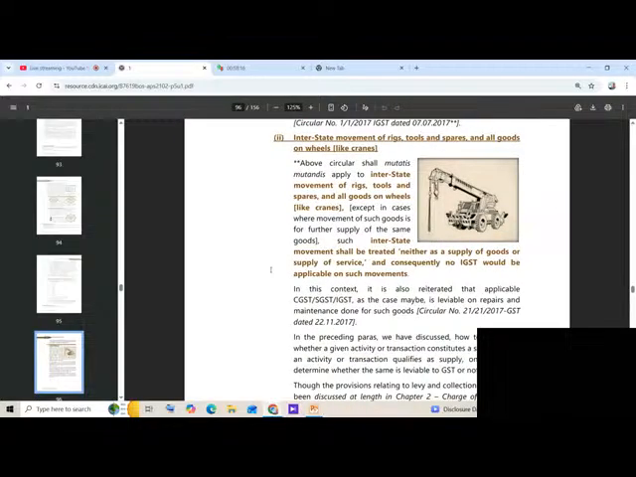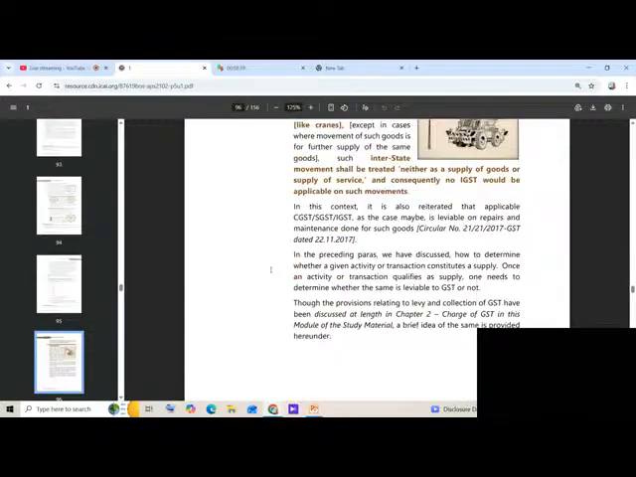Interstate movement of rigs, tools, spares, and all other goods on wheels like cranes. The above circular shall apply mutatis mutandis to interstate movement of rigs, tools, and spares, and all goods on wheels, where movement of such goods is not for further supply of the same. Such interstate movement shall be treated neither as supply of goods nor as supply of service, and consequently no IGST would be applicable on such movements. In this context, it is also reiterated that applicable tax, as the case may be, is leviable on repairs and maintenance done for such goods.